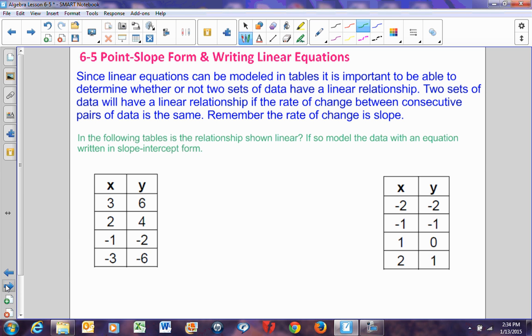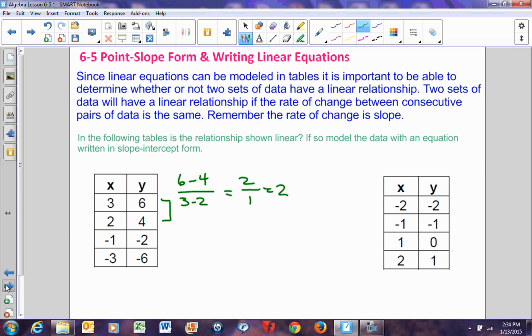So the first thing I have to do if I'm given a table is find out what the rate of change is. In other words, I need to look at the slopes. So if I look at the slope between these 2 points, change in y, 6 minus 4, over change in x, 3 minus 2. Kind of nice, I already lined up for you. 6 minus 4 is 2, 3 minus 2 is 1, so my slope is 2.